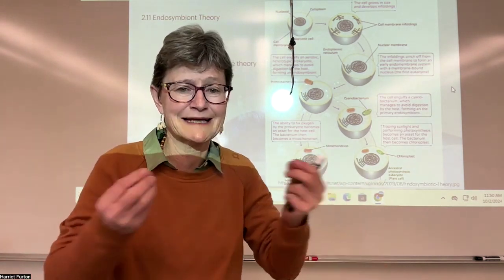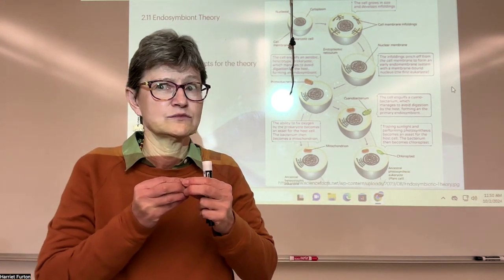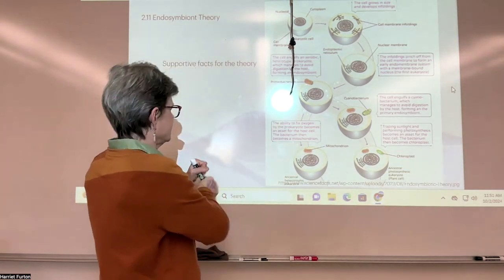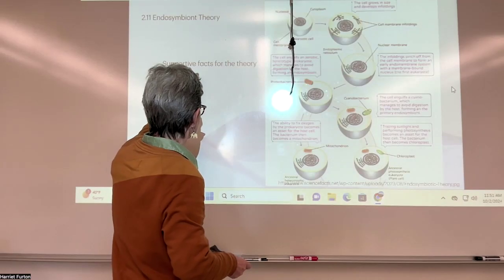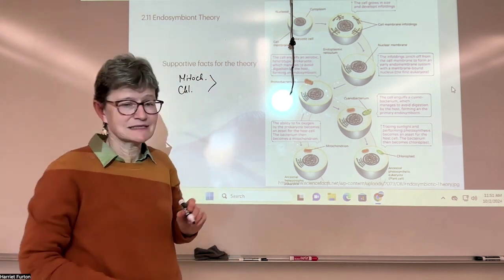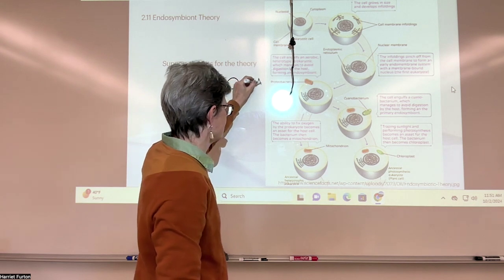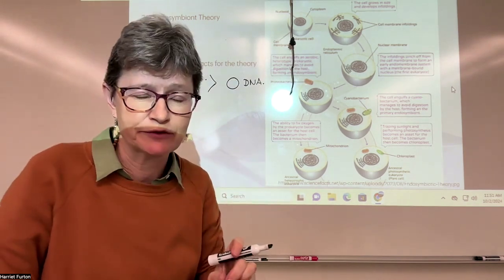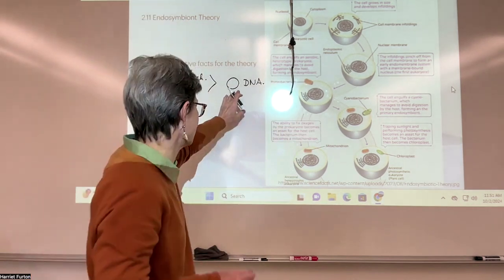What supports that this story is actually true? Number one, the mitochondrion and the chloroplast both have circular DNA. We mentioned at the beginning that only prokaryotes have circular DNA, while eukaryotes have linear DNA. They have that.